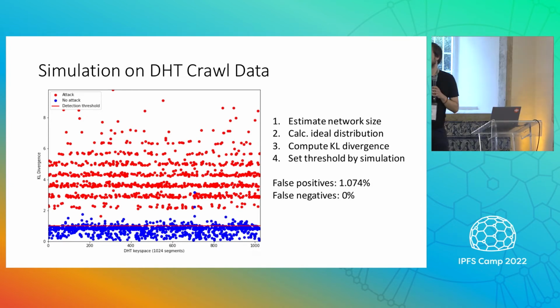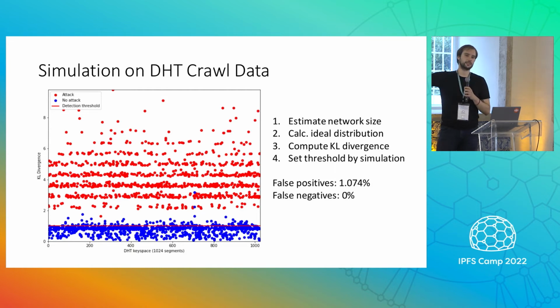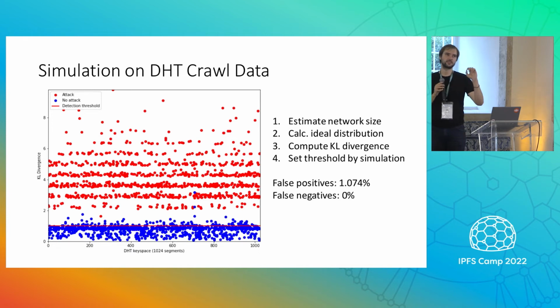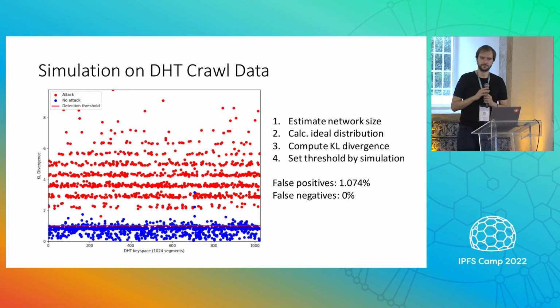Right, so the tuning is only about setting this threshold. Because we have to say, OK, above a KL divergence higher than some value, we flag an attack, but you can basically do it empirically, and it's based only on the network size.